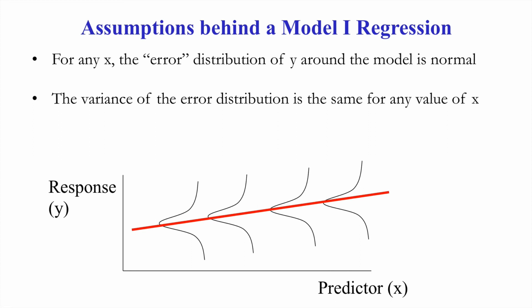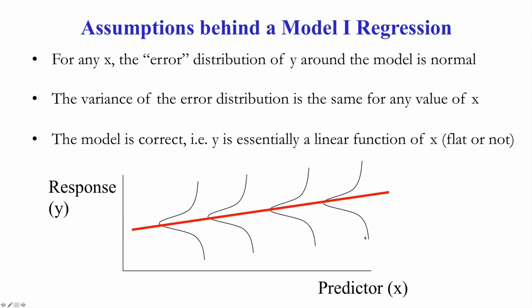We're also assuming that the variance of the error distribution is the same for all values of x. And finally, we're assuming that the model is correct, in that broadly at population level, y is indeed linearly related to x. Whether it's a flat line or not, we need to assume linearity in this particular relationship. And that's an important reason for plotting your graphs first before fitting an overarching model.